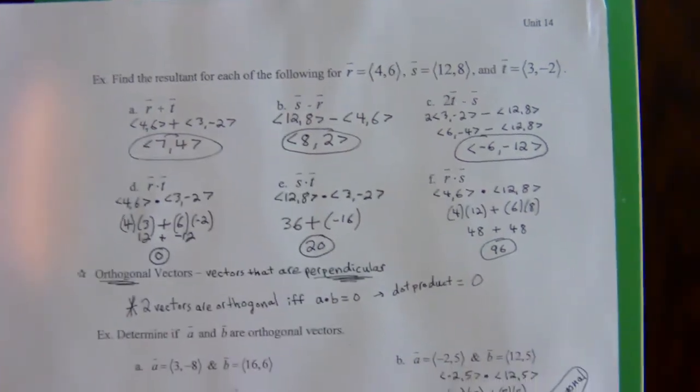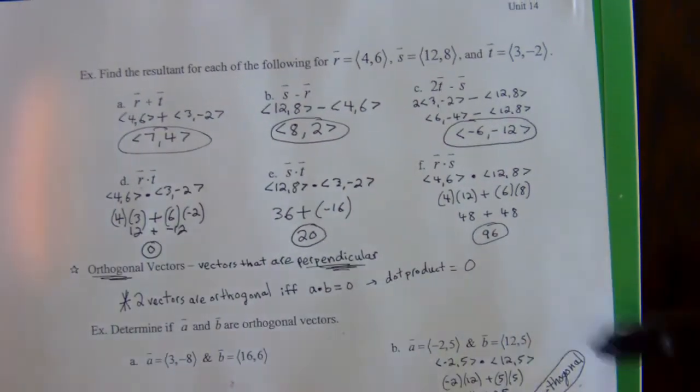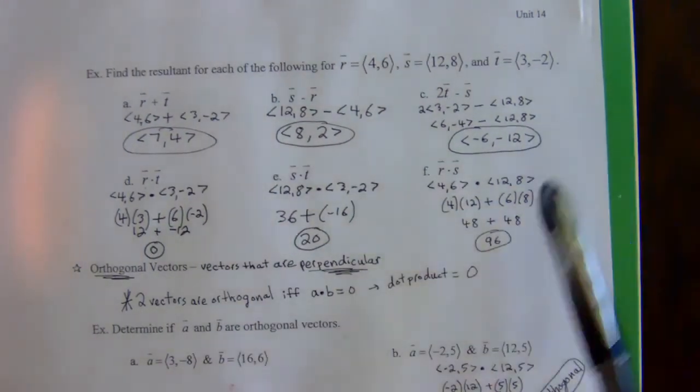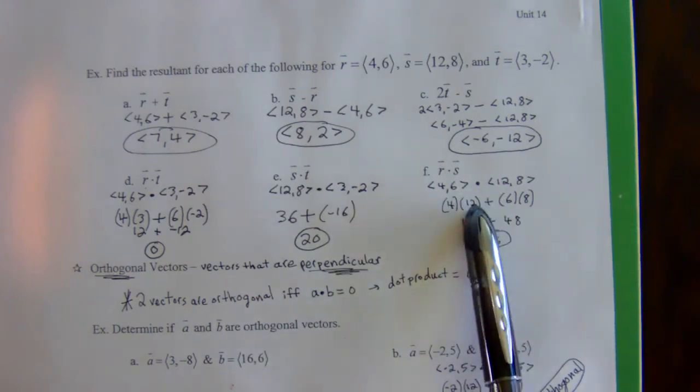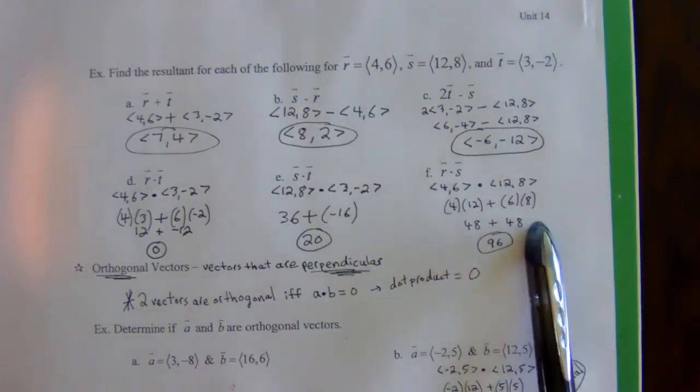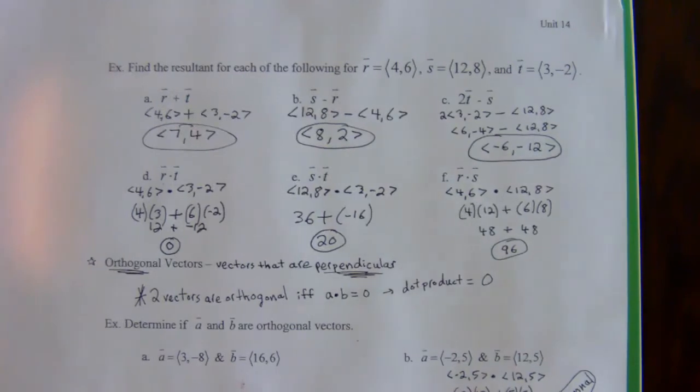All right, and since I already gave you 3 examples of the dot product, I just have this one already filled in for you. Notice I'm just going to go 4 times 12 plus 6 times 8. Careful with your arithmetic, you're going to get 96 for that.